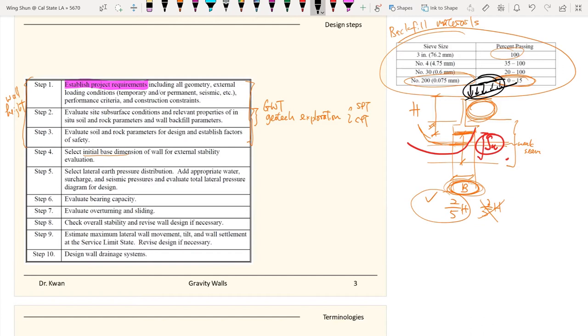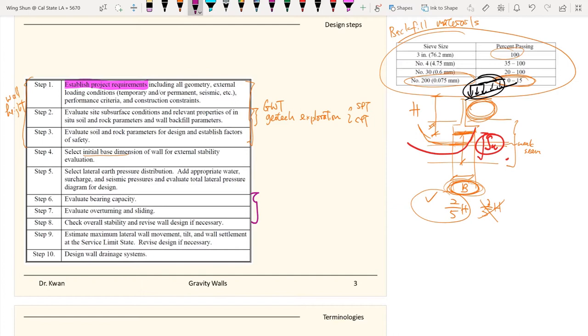And step six is the bearing capacity. Steps six, seven, and eight, those three steps we will talk about in this lecture in later slides. We will go into details on steps seven, eight, and nine.